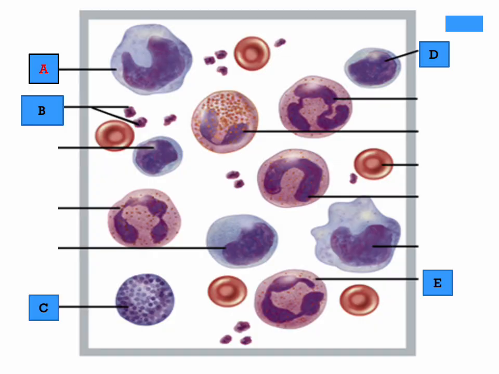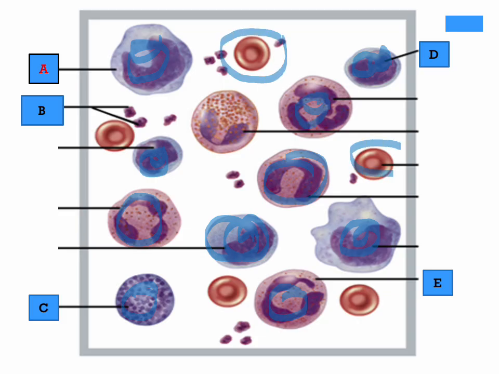All right, so here, what do we have? We have an eosinophil. Then we have a neutrophil here. We have a basophil, neutrophil, monocyte, another monocyte. We have a lymphocyte here. This guy will be another monocyte, lymphocyte, neutrophil, erythrocyte, and these little dots here are platelets.